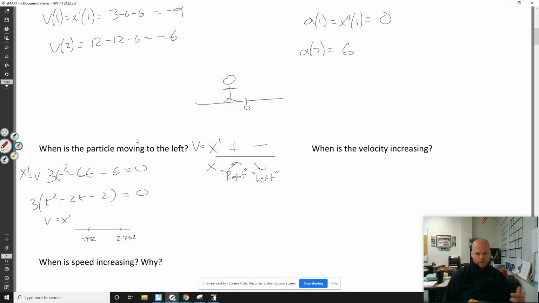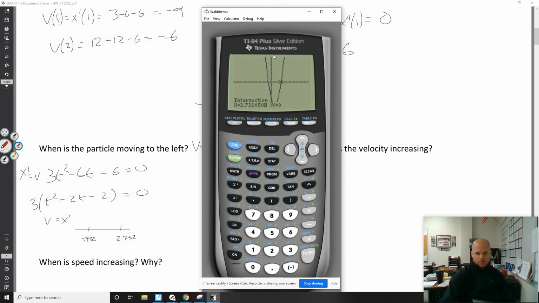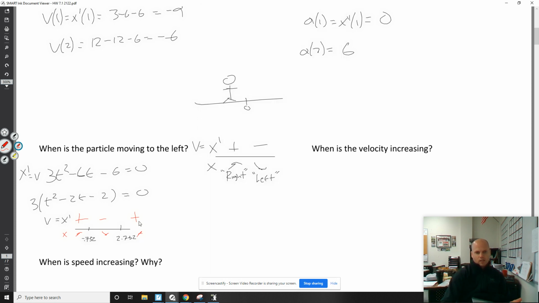And we can kind of see on the graph. You saw that the values of my velocity are positive, negative, positive. That is telling me my position's increasing, decreasing, increasing, but more importantly it's telling me that I'm moving to the right, to the left, to the right. If my position's decreasing, the dude on the number line is moving left. So negative 0.732, and 2.732.